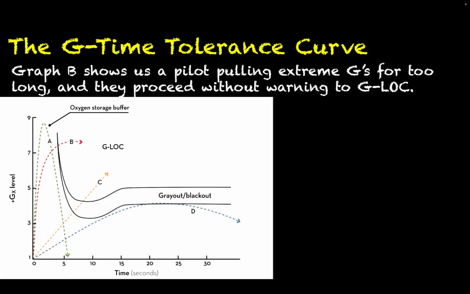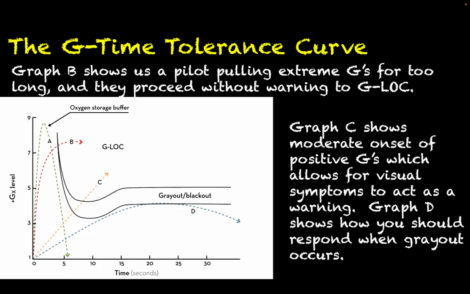Graph B, which you can see here in red, shows us a pilot that is pulling extreme Gs, but for too long. So they proceed without any warning at all to gravity-induced loss of consciousness. Now, when I say without warning, I'm referring to the fact that they pulled such extreme Gs that they did not even have the opportunity to experience visual symptoms first. We said before that gray out and blackout are your early warning signs that you're about to lose consciousness and that you're pulling too many Gs. But because pilot B pulled such extreme Gs and for such a long period of time, they went right to a loss of consciousness without experiencing visual symptoms first.